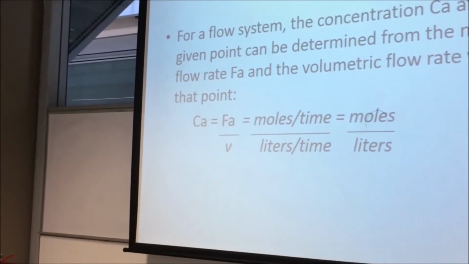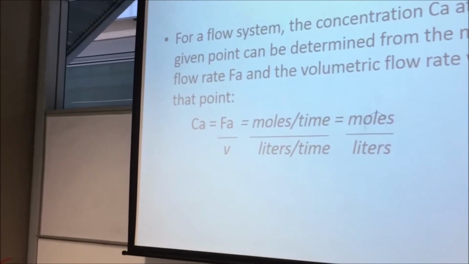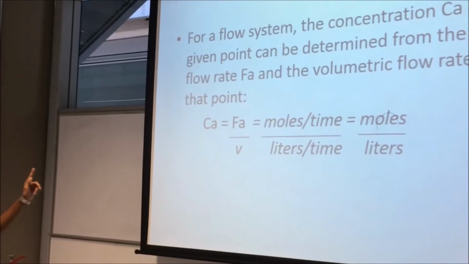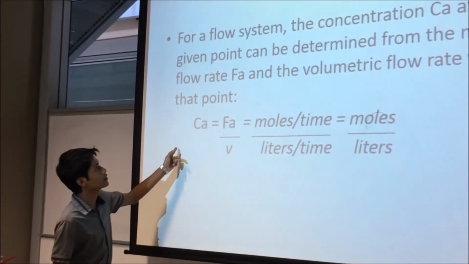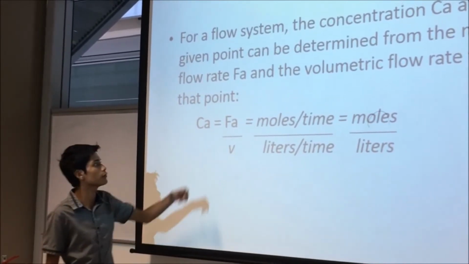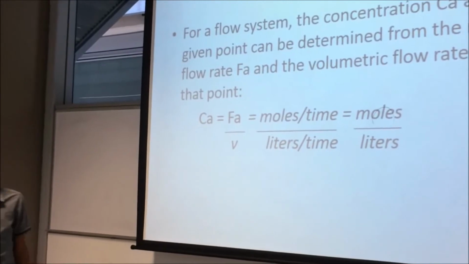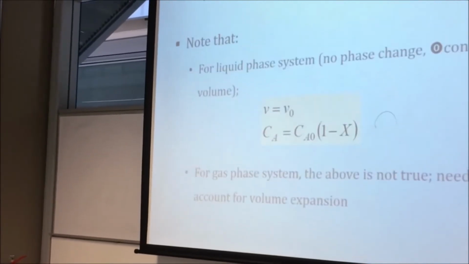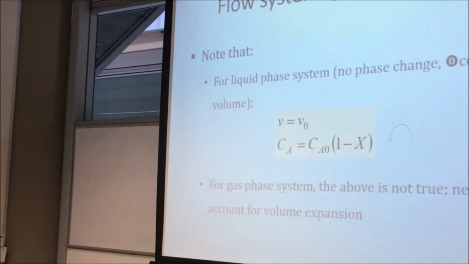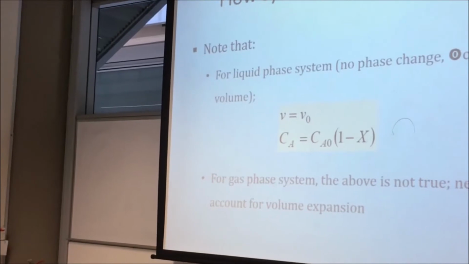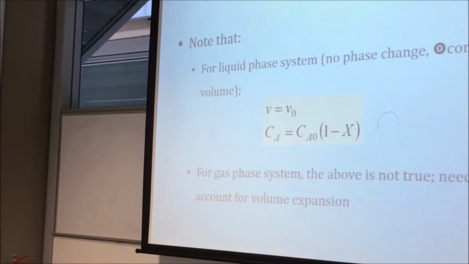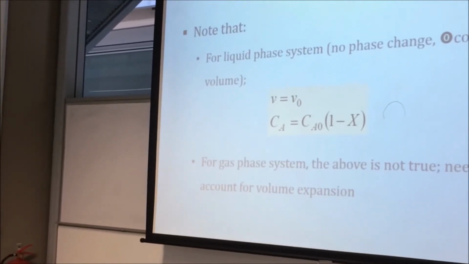Class, for the flow system, constant volume. For this part, we can calculate the concentration by using this equation. And concentration can be determined from the molar flow rate divided by the volumetric flow rate, and we can get the concentration. Okay, and then for liquid phase system, we must know that there is no phase change, so there will be a constant volume.